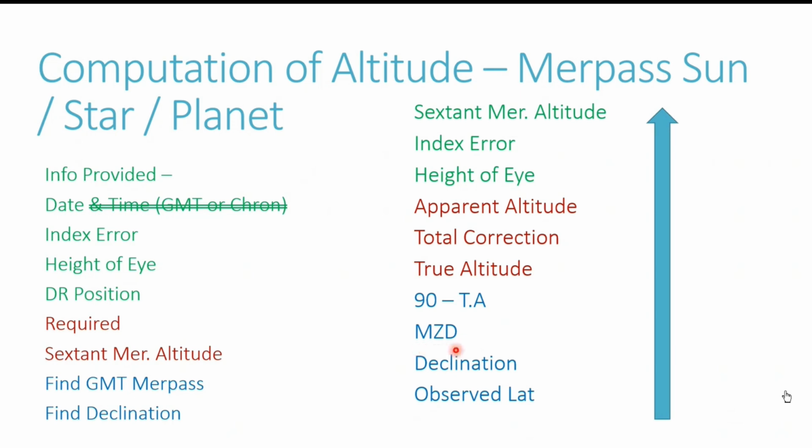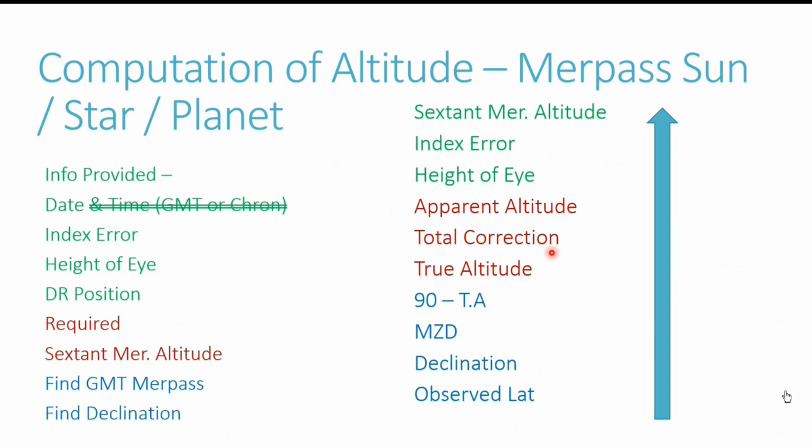Now, once you get the MZD, 90 minus MZD would give us the true altitude of the body. So once the true altitude is obtained, the next thing which we need to proceed ahead is the total correction.